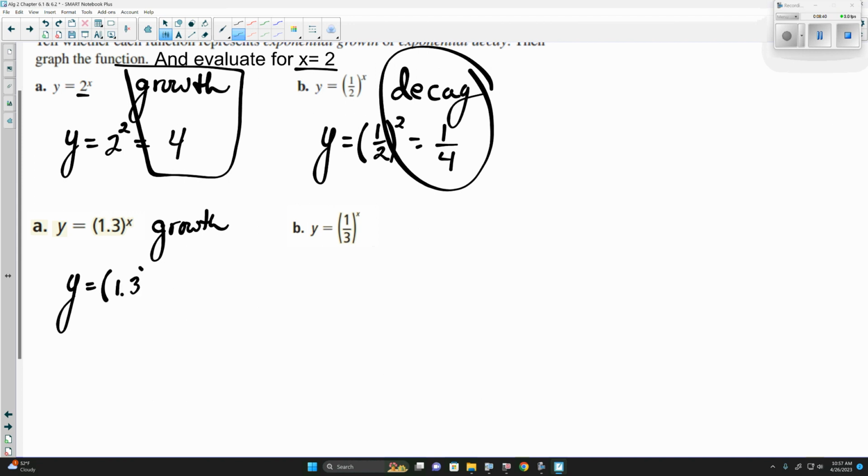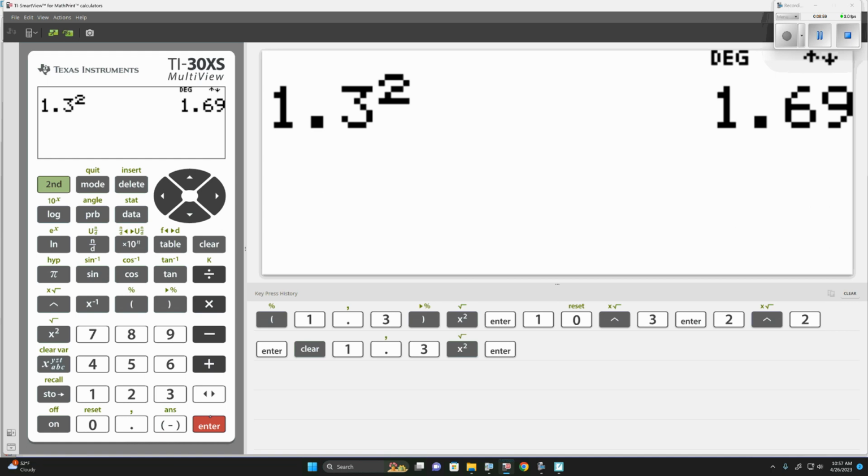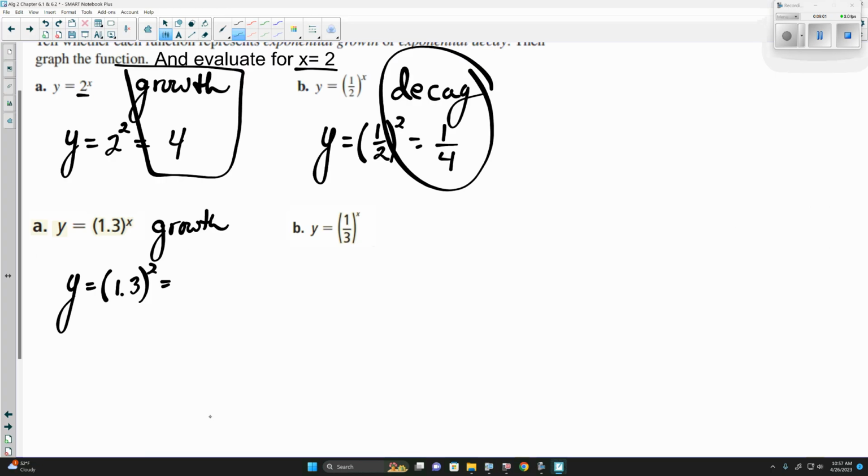Now 1.3 squared. Now unlike the first two we did that are kind of easier to see, 2 times 2 is 4. 1/2 times 1/2 is 1/4. 1.3 times 1.3 is, well, it might be easier to just type this one in, is 1.69.